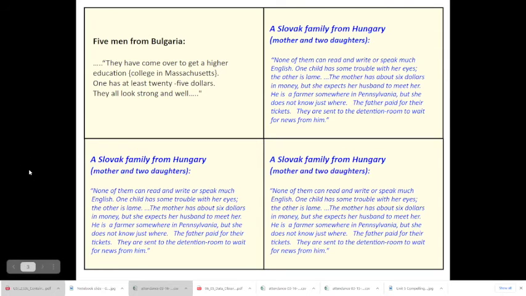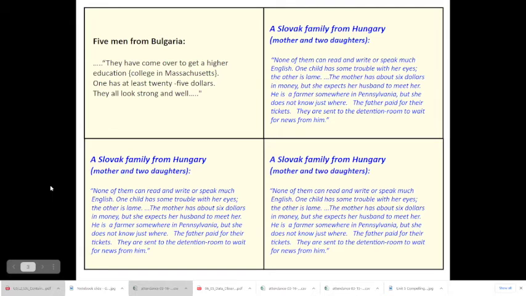A Slovak family, a mother and 2 daughters. None of them can read and write or speak much English. One child has some trouble with her eyes. The other is lame. The mother has about $6 in money, but she expects her husband to meet her. He's a farmer somewhere in Pennsylvania, but she doesn't know just where. The father paid for the tickets. They're sent to the detention room to wait for news from him.